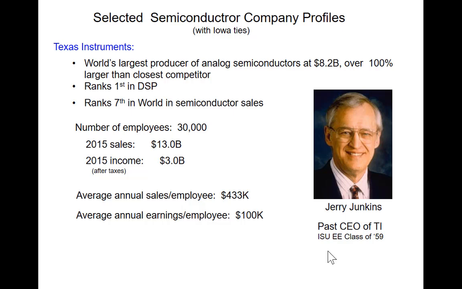Is their margin pretty high? 13 billion, and they want to make 3 billion out of that 13 billion in sales. That's typical of the semiconductor industry. They like to have a big margin on their products. Average annual sales per employee, you take the sales divided by the number of employees, is close to $500,000 of sales per employee. That's not just per engineer, it's for every employee in the company. The average earnings per employee, so if you work for a company like TI, they expect to make about $100,000 on your efforts.